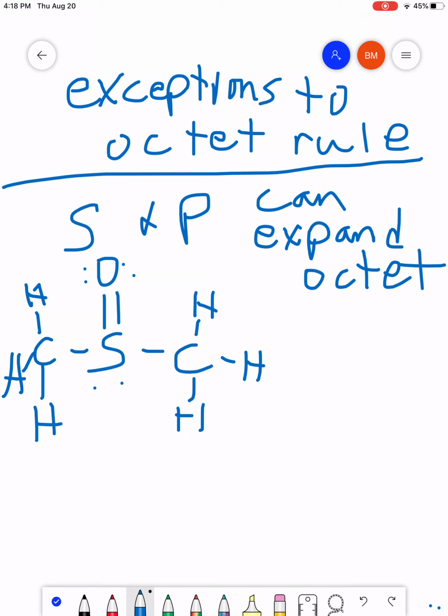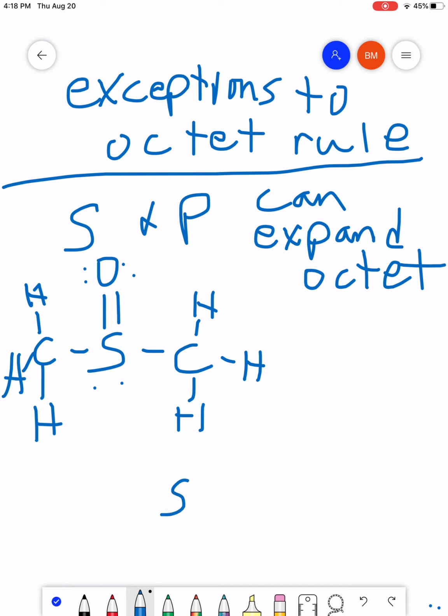In this case, sulfur has a double bond to oxygen, a single bond to two carbons, and an unshared pair. So it actually has 10. Perfectly neutral. This is a compound called dimethyl sulfoxide, which we actually use commonly in organic chemistry as a solvent.